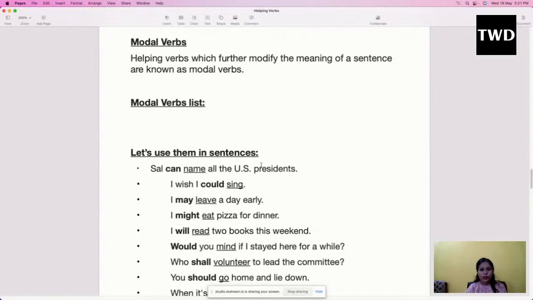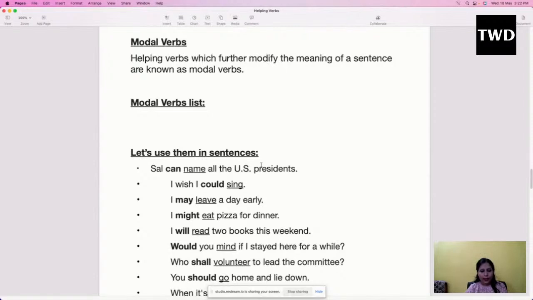I will read 2 books this weekend. I will means something which I am going to do in the future, but definitely I will read those books. Would you mind if I stayed here for a while? So when you use would, that means you are not that sure about it. Here, if I say I would read 2 books this weekend, that means I'm not sure whether I will read or not. If I get time, then only I would read. If I don't have time, I would not.